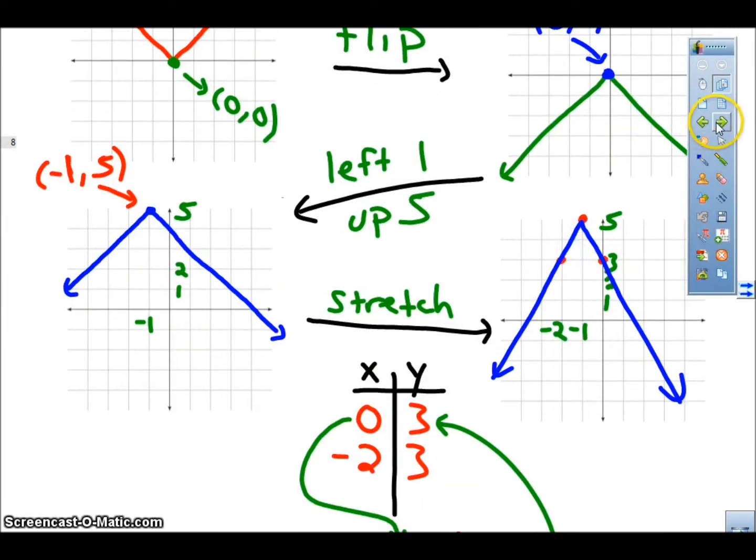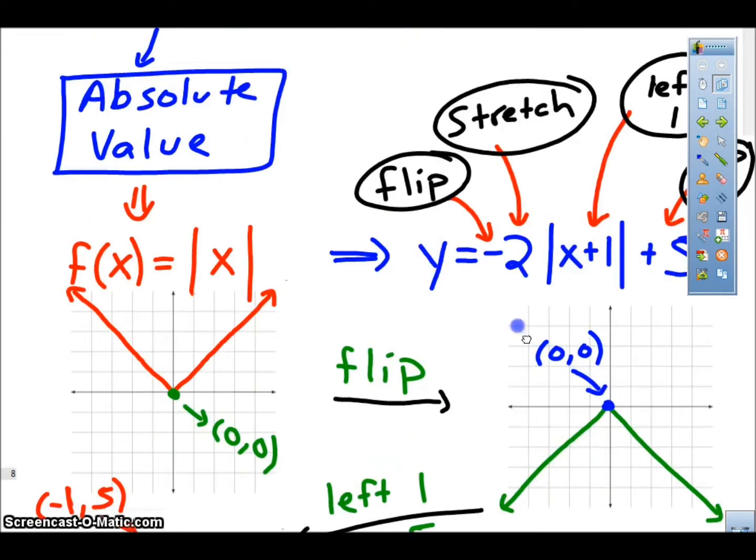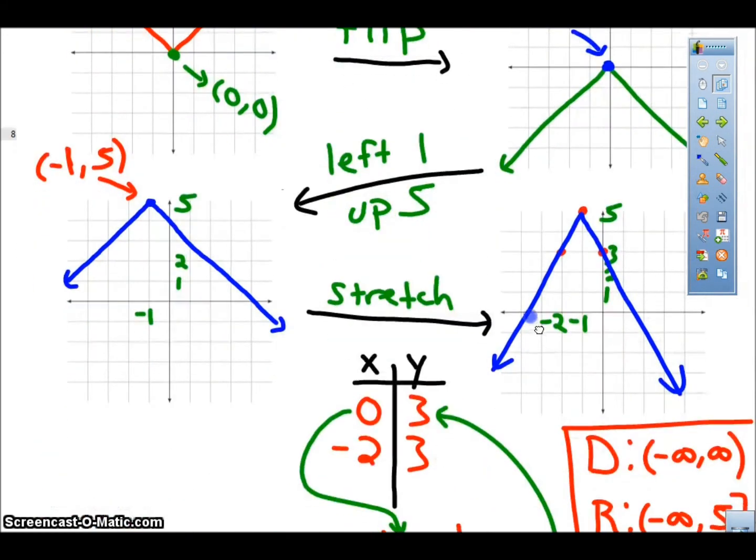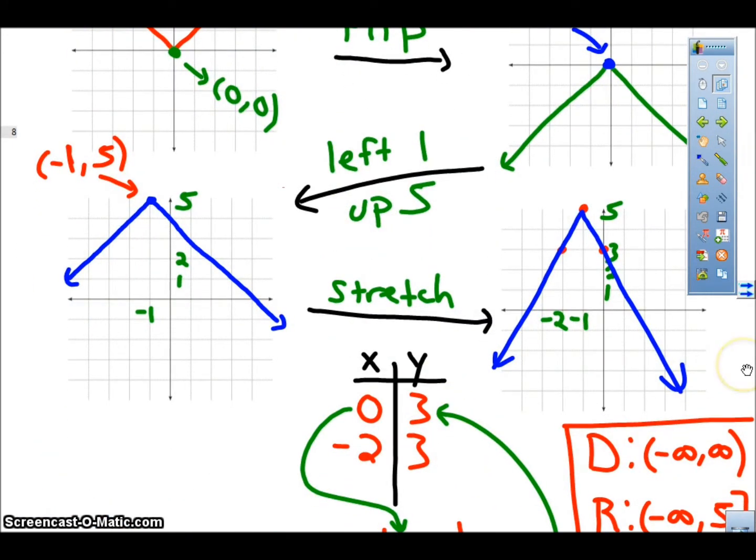The other thing you might be asked to do with this problem is find the domain and range. So again, the domain is how far to the left the graph goes, how far to the right it goes. And for this graph, it goes forever to the left, forever to the right. So you get negative infinity to infinity. The range is how far down and up the graph goes. It goes down forever, and it goes up as high as positive 5. Right? That's the highest y coordinate that we get. And so the range is negative infinity to 5.